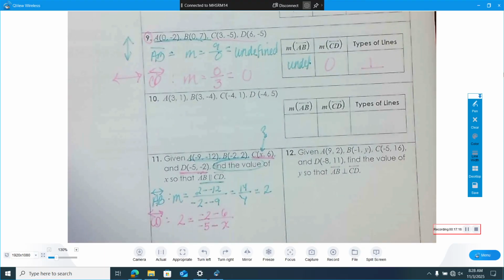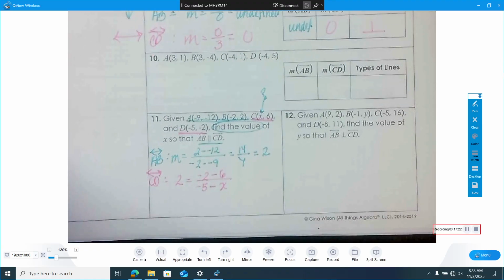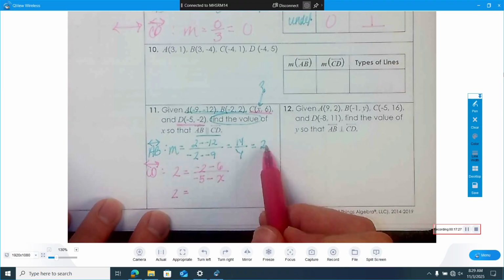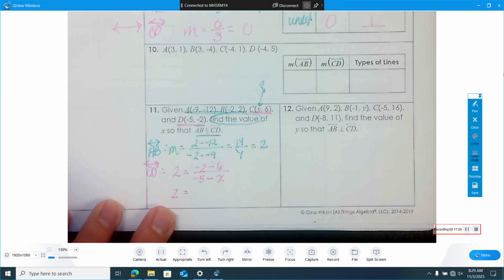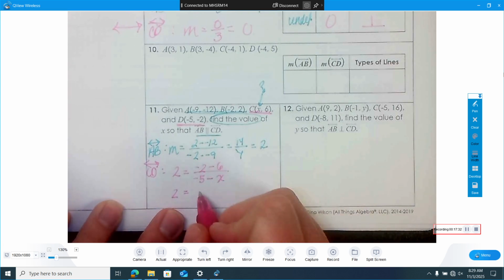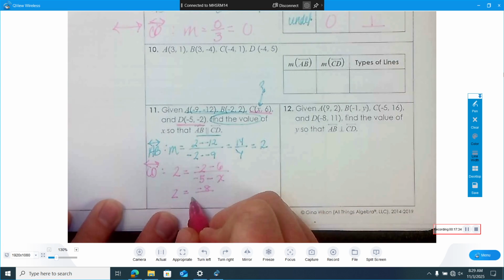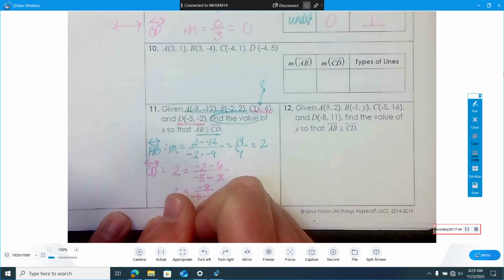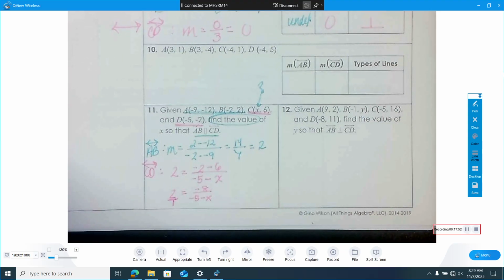So what I've done is set up an equation that we're going to solve. I'm going to clean this up now. I know I want it to equal 2 because it needs to be parallel to line AB. And let's see, negative 2 minus 6 is negative 8 over negative 5 minus x. How do you solve something like this, you guys? What if I put a 1 underneath the 2? There we go.